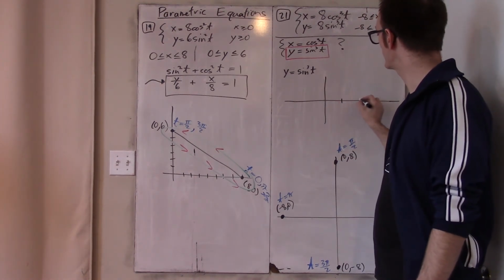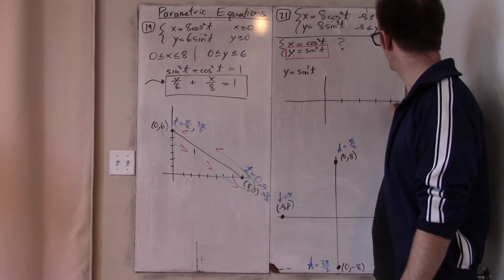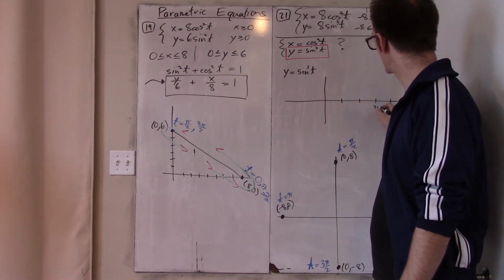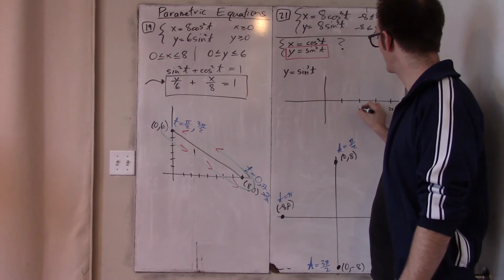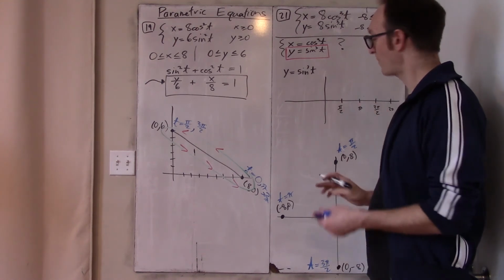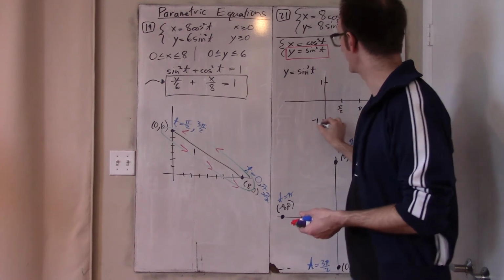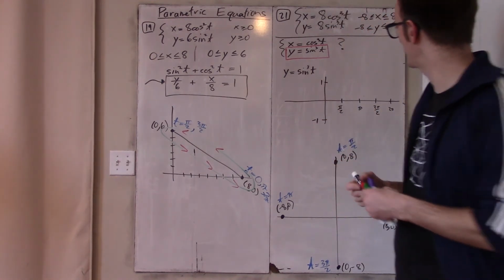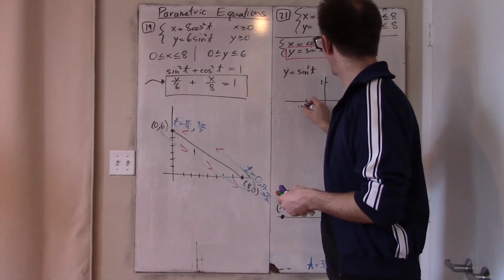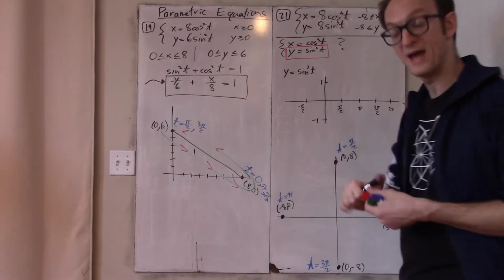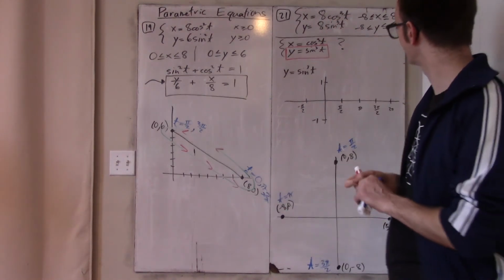So here's pi over 2, pi, 3 pi over 2, 2 pi. So let me just notate those. Okay, so maybe first we should look at regular sine. For that, I will use red. What does regular sine look like? It does its thing that regular sine does.